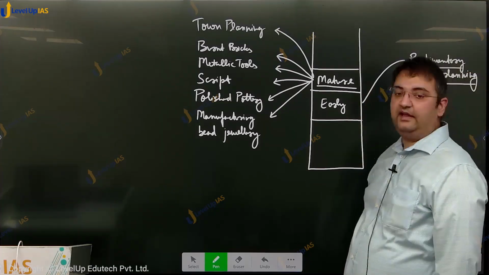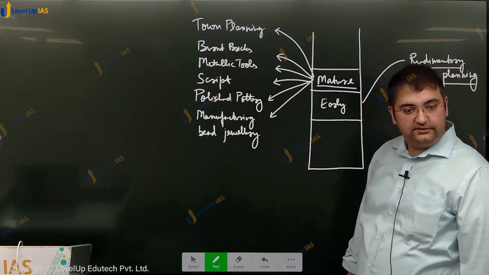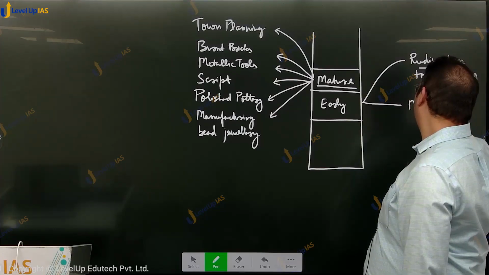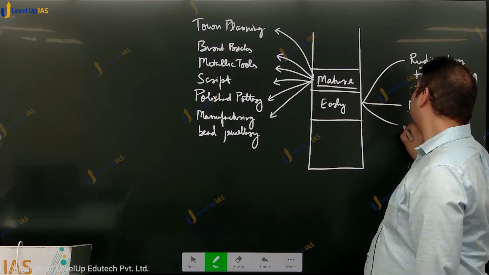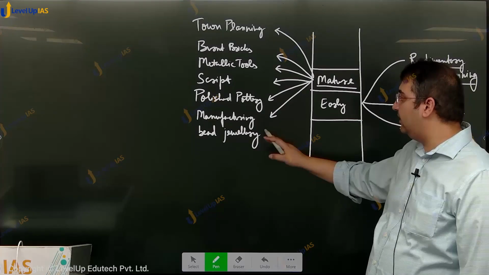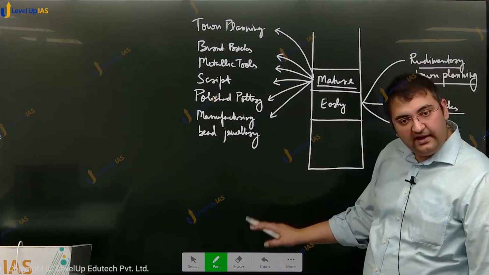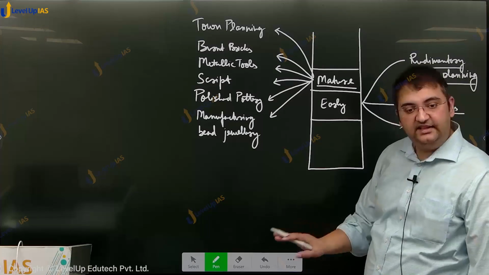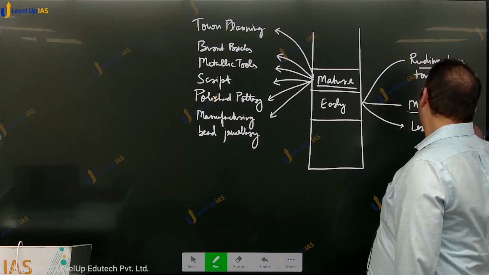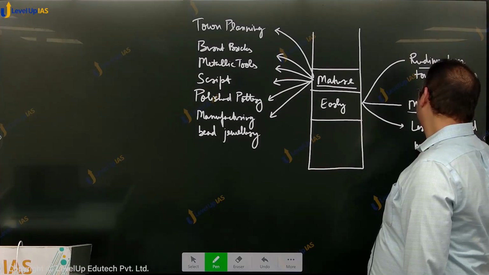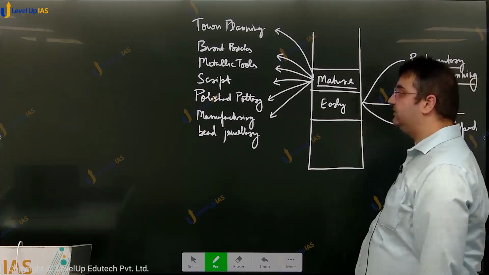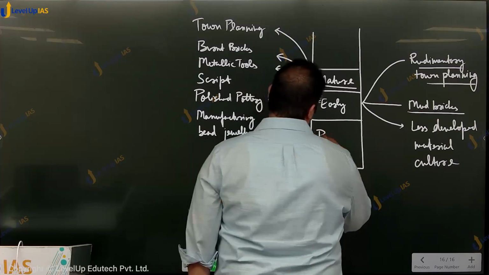Do we have evidence of the extensive use of burned bricks? No. Do we have the widespread use of metallic tools, script, polished pottery and manufacturing of bead jewelry? Milta hai, but in a much less developed state. So, less developed material culture. And then last में क्या मिलेगा?